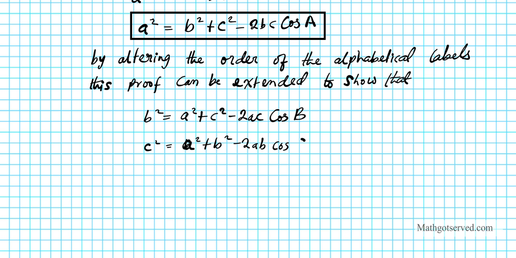Okay, all you simply do is switch the order of the alphabet. So instead of starting with A, if you start with B, you end up with this one. Like we have a right triangle right here, we just start with, call this B, A, C. And then the other one, if you start with C, for the other case, then you have this. So just by altering the order of the labels, we can end up with these other two laws of cosines. Okay, so there you have it.